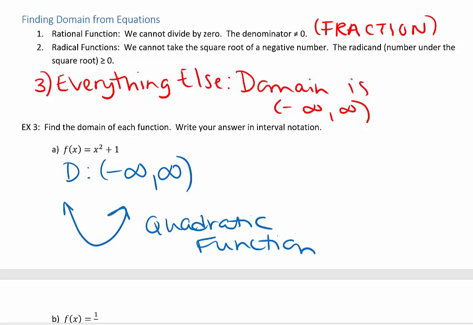We can also think about this problem visually. Because we have a quadratic function, the graph would have to be a parabola. It would have arrows on both sides. So go to the left forever, go to the right forever. Domain is all real numbers.